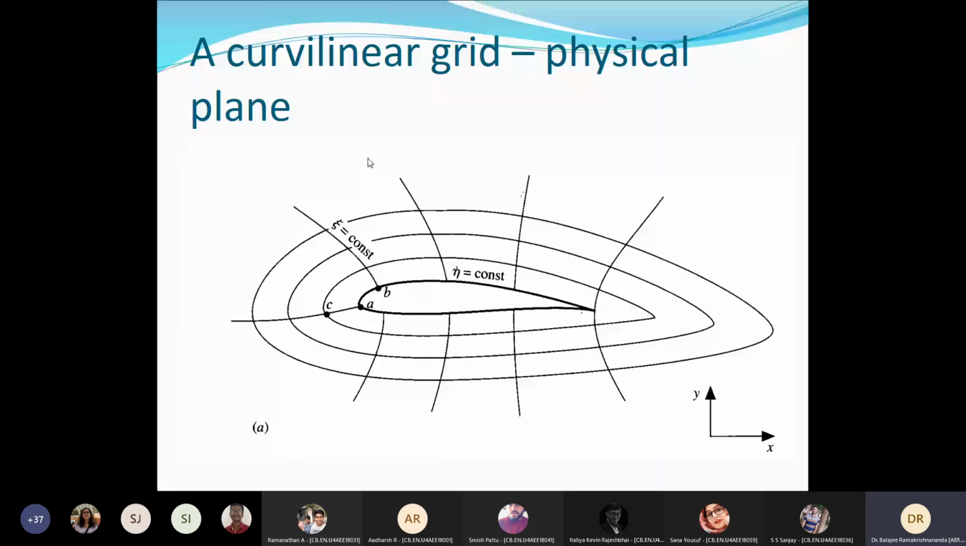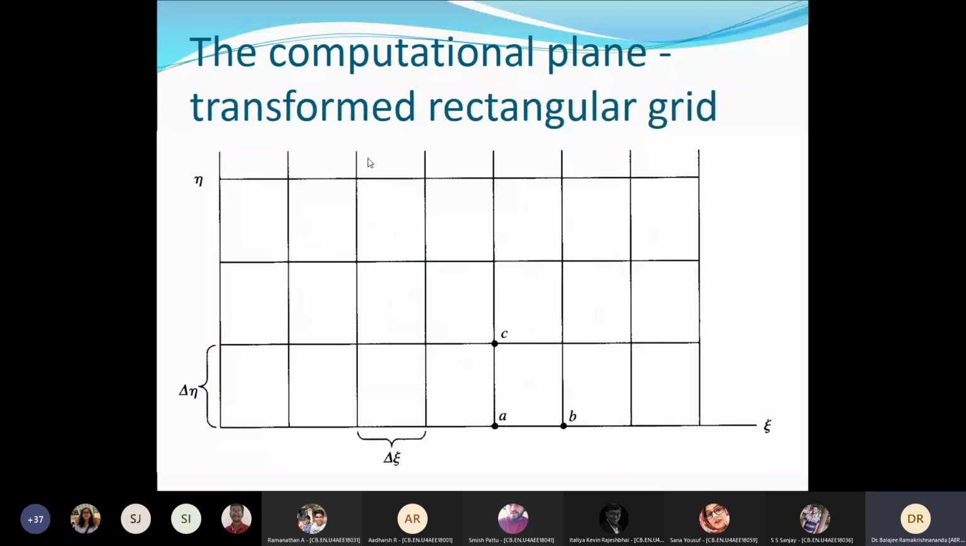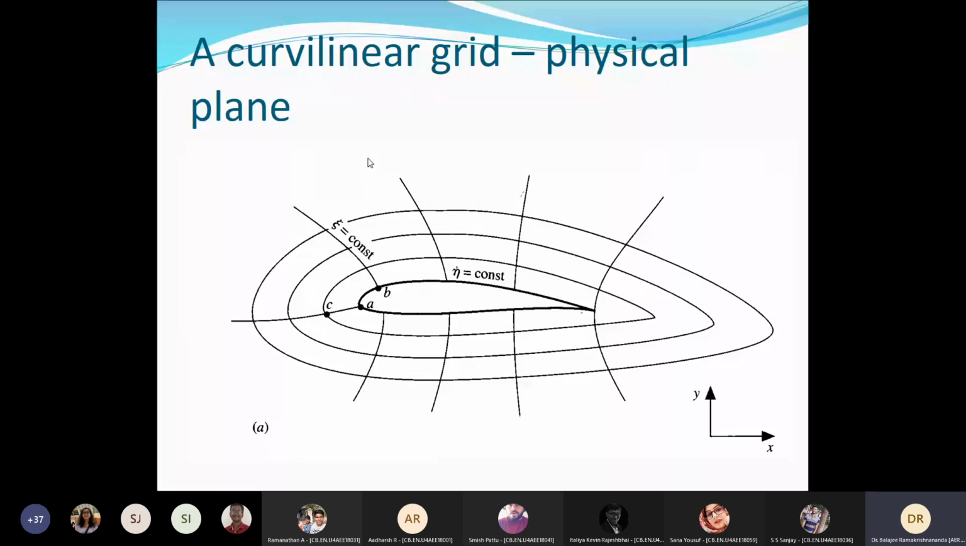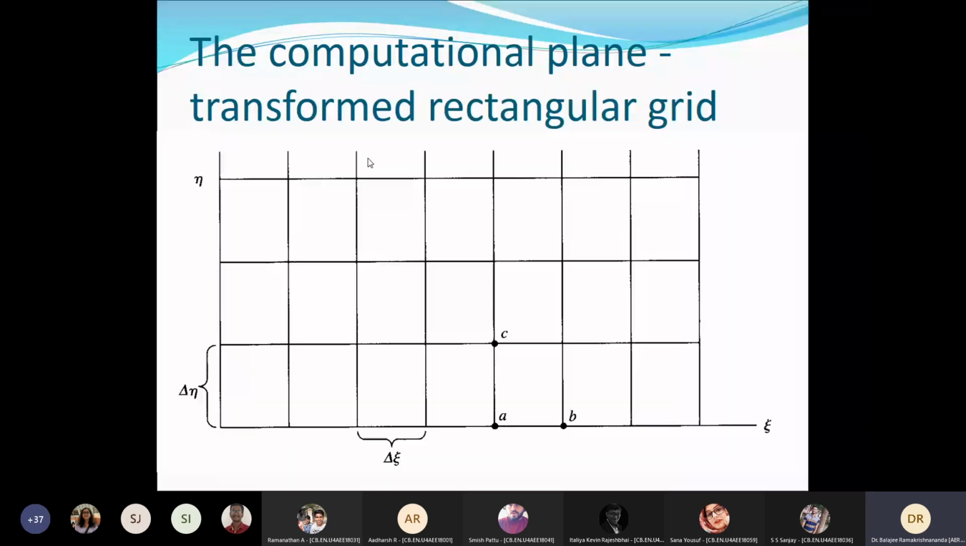Yes, the physical plane is like this. The computational plane looks like this. So, the need for transformation. The corresponding points A, B, C on the physical and computational planes are related. They are actually the same points. We are just visualizing it in a rectangular domain for our understanding. The physical plane is what is real. This is what exists. The computational plane is not a mystery, because it's only in our imagination. We imagine it because it helps us solve the equations. That is why we go to this computational plane.